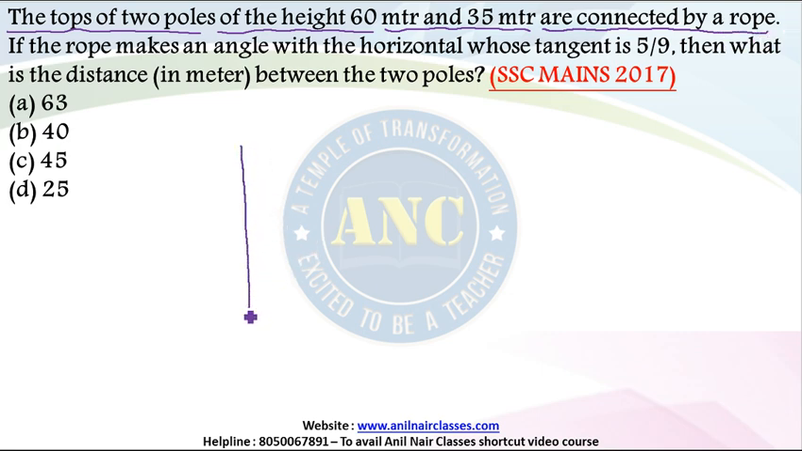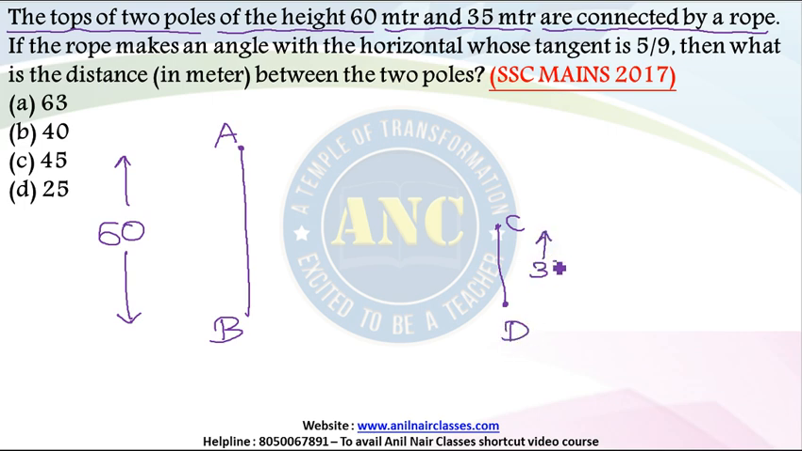There is a pole. Let me call this pole AB. The height of this pole is given as 60 meter. And there is another pole. Let me call this second pole CD. The height of this pole is given as 35 meters. The tops of two poles, the top of the first pole is A, the top of the second pole is C. The tops of the two poles are connected by a rope. Okay, that is what is given.